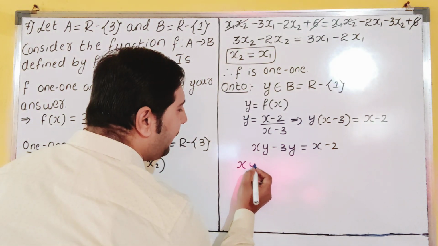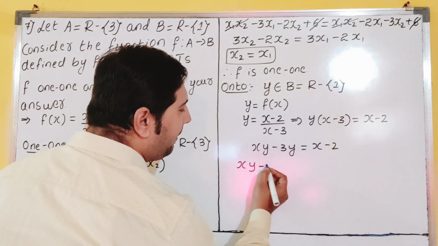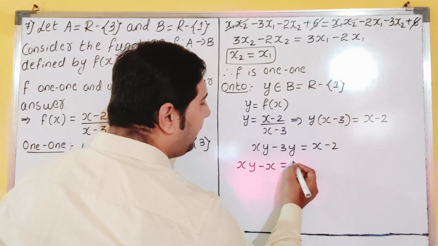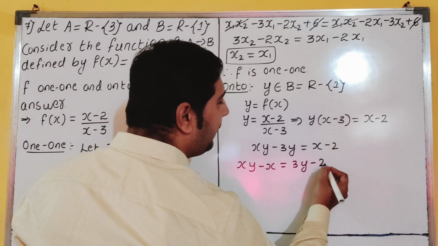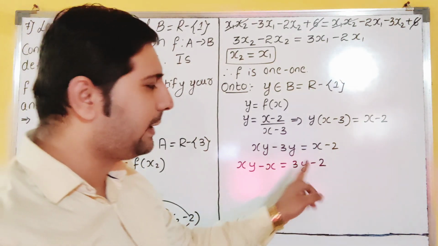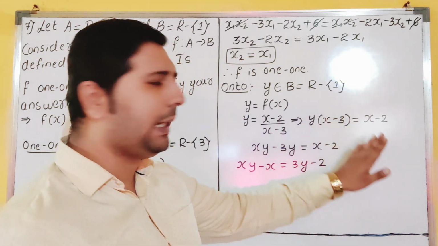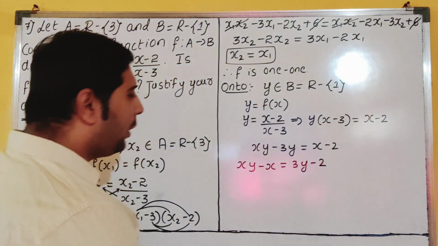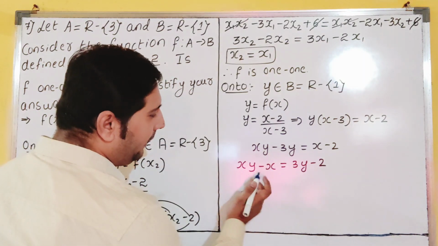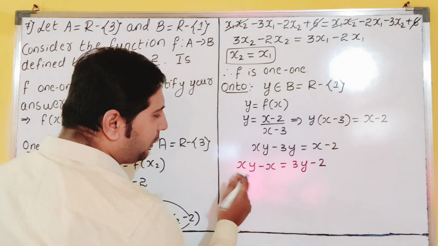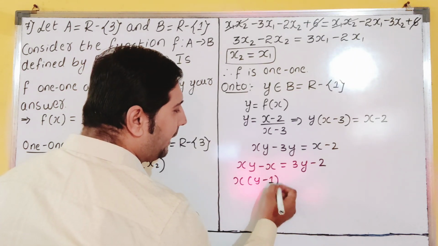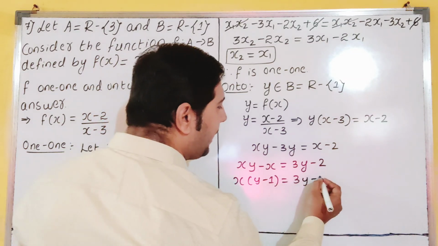So plus x, if I take this side, it will become minus x. Will you agree? Minus 3y, you take that side, it will become plus 3y minus 2. Minus 2 is as it is. Minus 3y I have taken to the RHS, and it has become plus 3y. So what is common in this? X is common. X into y minus 1 equals 3y minus 2.